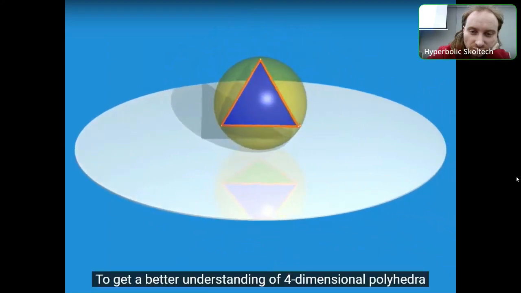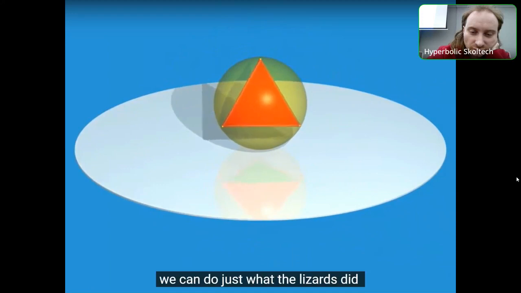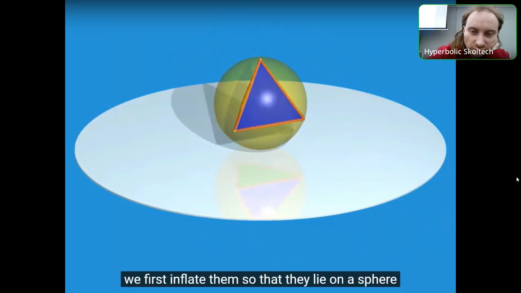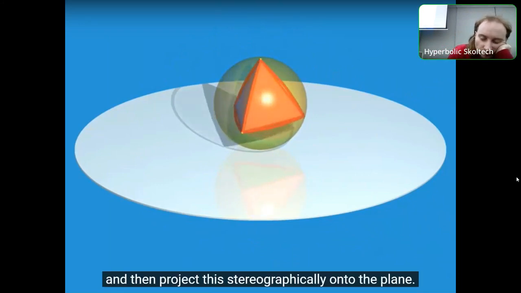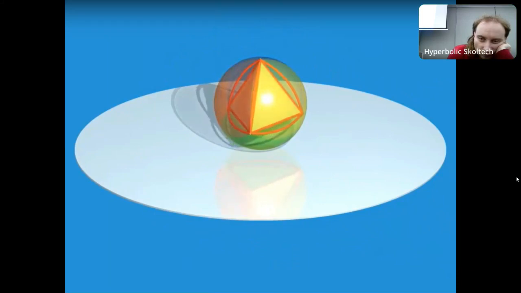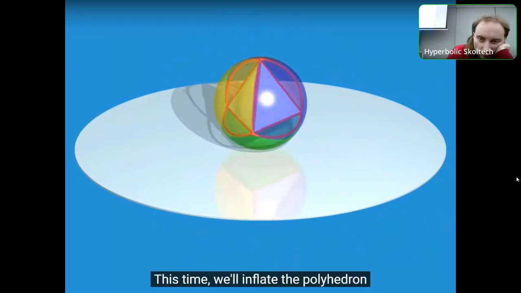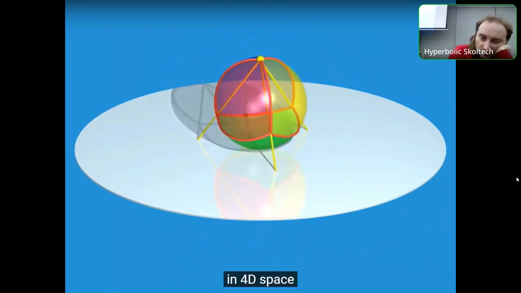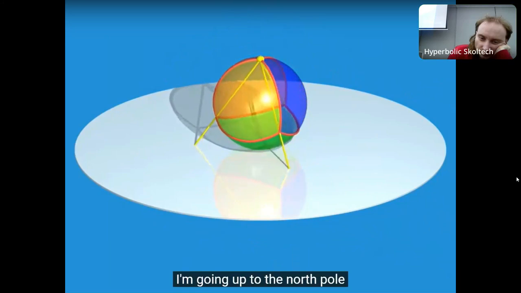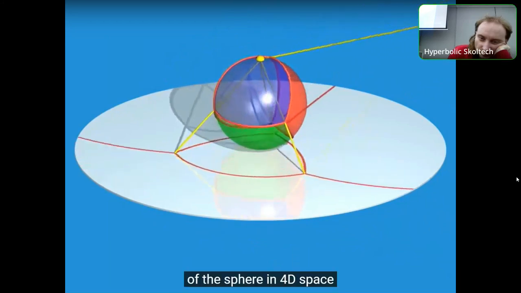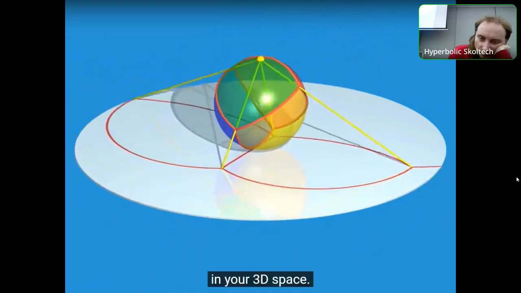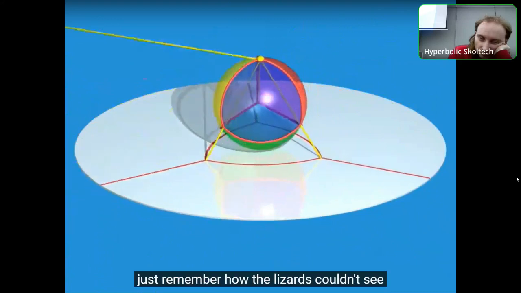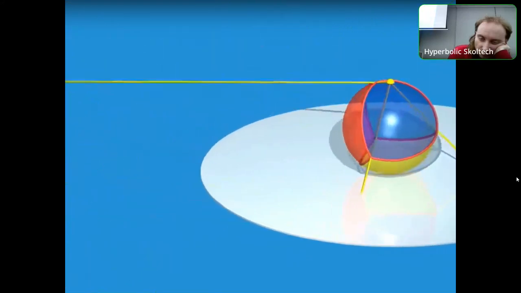To get a better understanding of four-dimensional polyhedra, we can do just what the lizards do with three-dimensional polyhedra. We first inflate them so that they lie on the sphere, and then project this stereographically onto the plane. This time we'll inflate the polyhedron until its faces lie on a hypersphere in 4D space and project stereographically back into our own 3D space. I'm going up to the north pole of the sphere in 4D space, and I'll project it down to you in your 3D space. You can't see where I am. Just remember how the lizards couldn't see their kinsman up on his perch. Now we're in exactly the same situation.